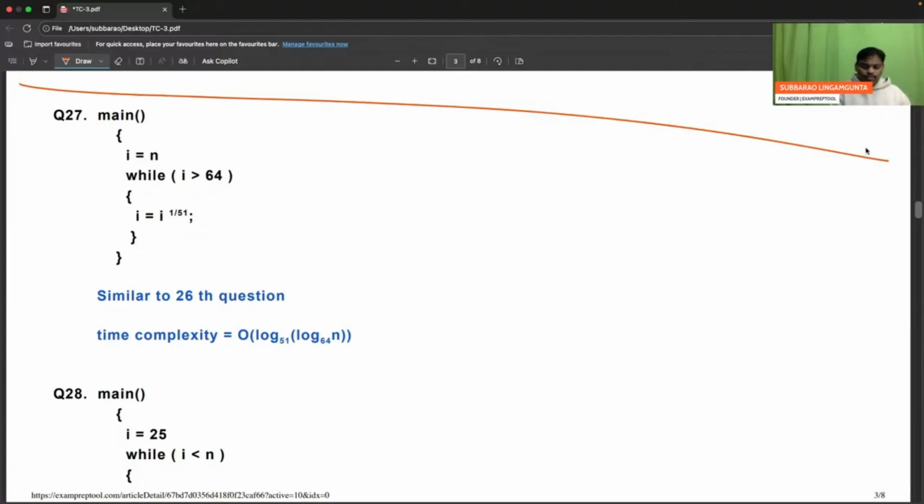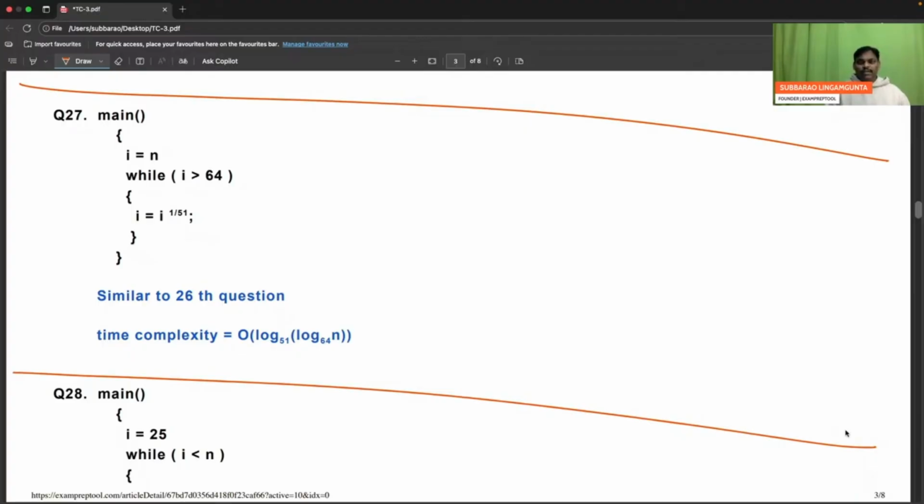Can you go to question number 27? Everyone try to understand. Same thing one more time, very interesting. Some people are asking, sir, before starting, can you say the time complexity directly?